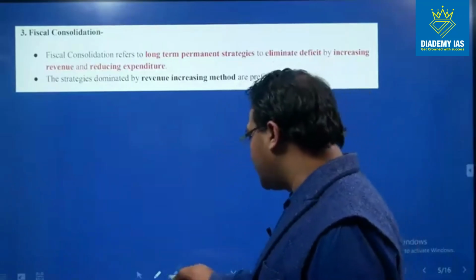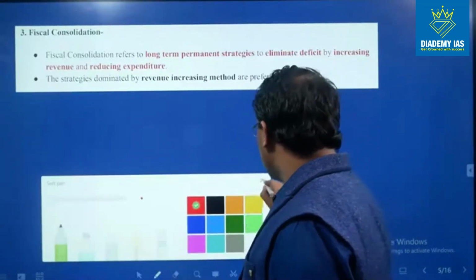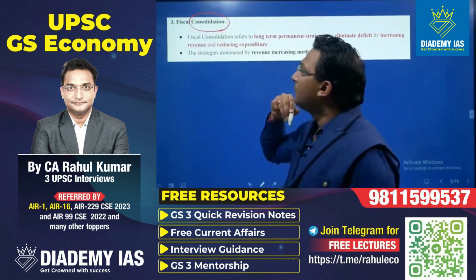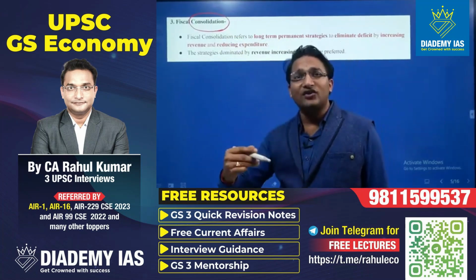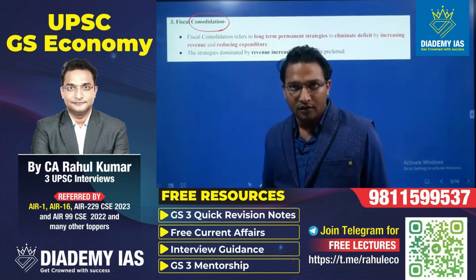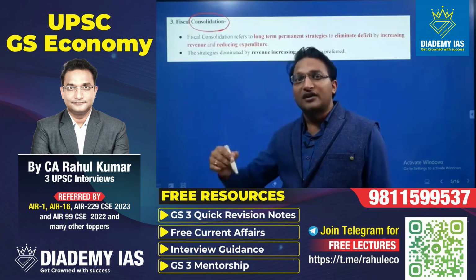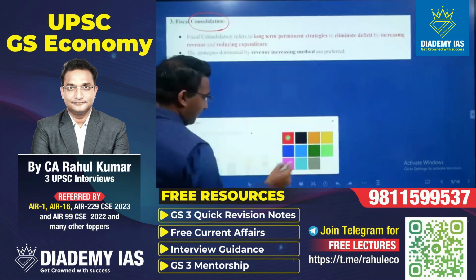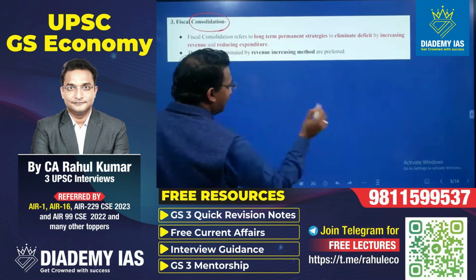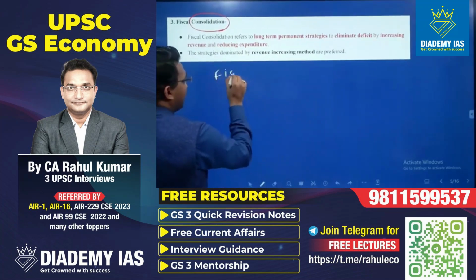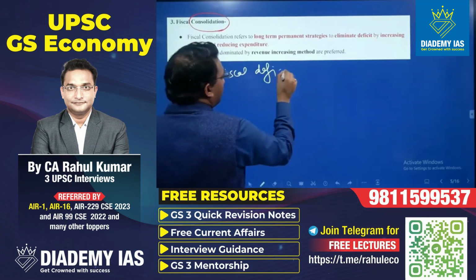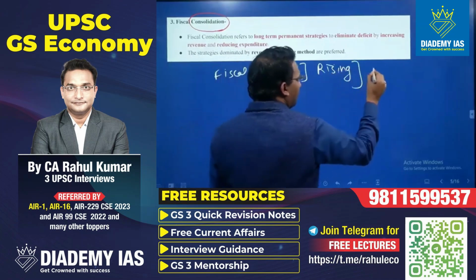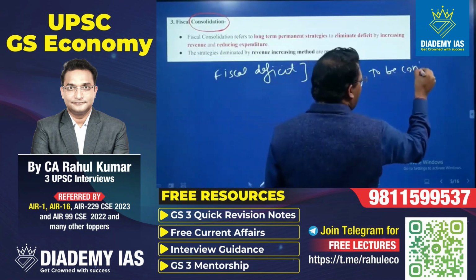Now comes fiscal consolidation. What is the concept of fiscal consolidation? Here the word consolidation means basically consolidating the financial position of the government. That means controlling the fiscal deficit of the government. So when the condition of the government finances is poor and the fiscal deficit is rising, it has to be controlled. Why does it have to be controlled?